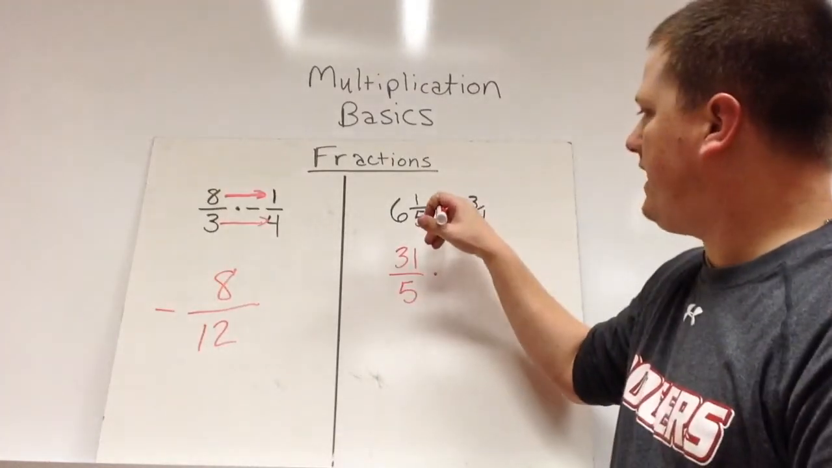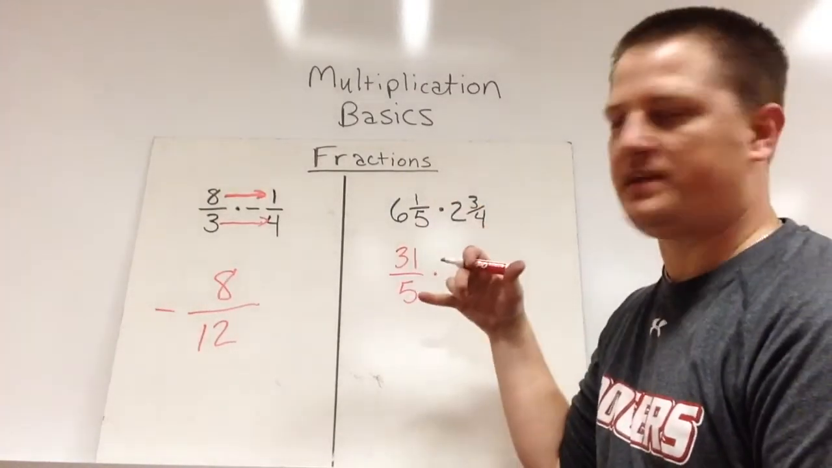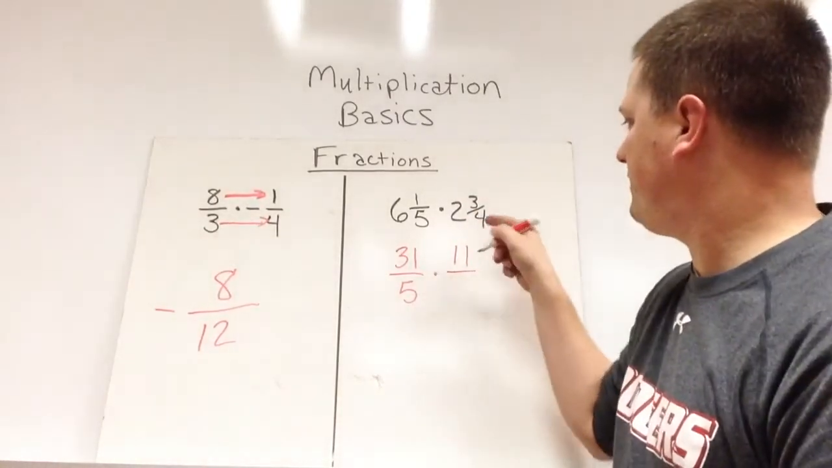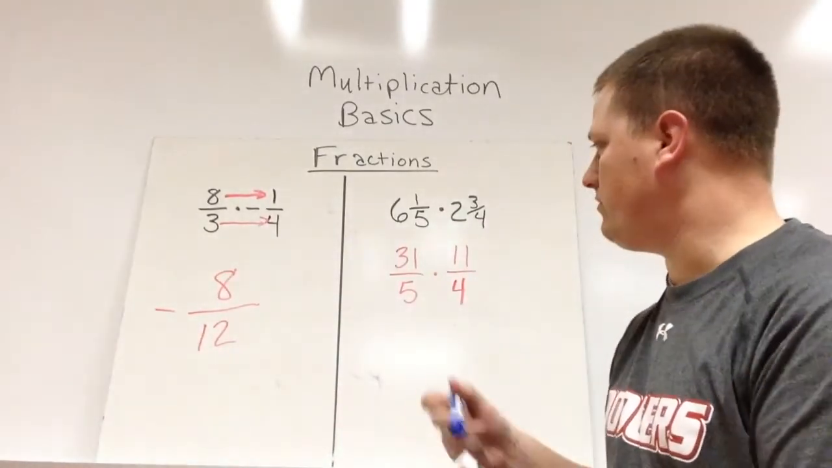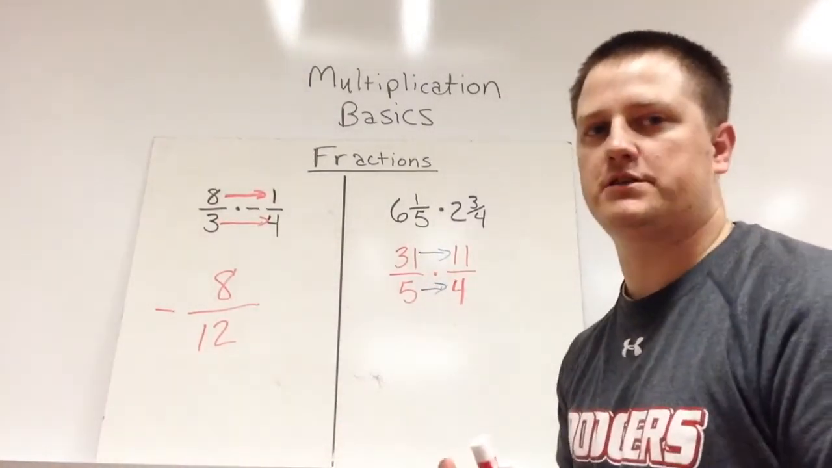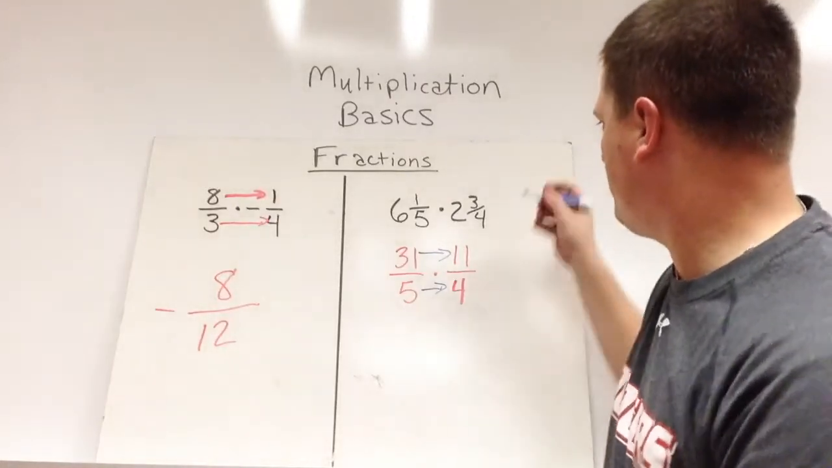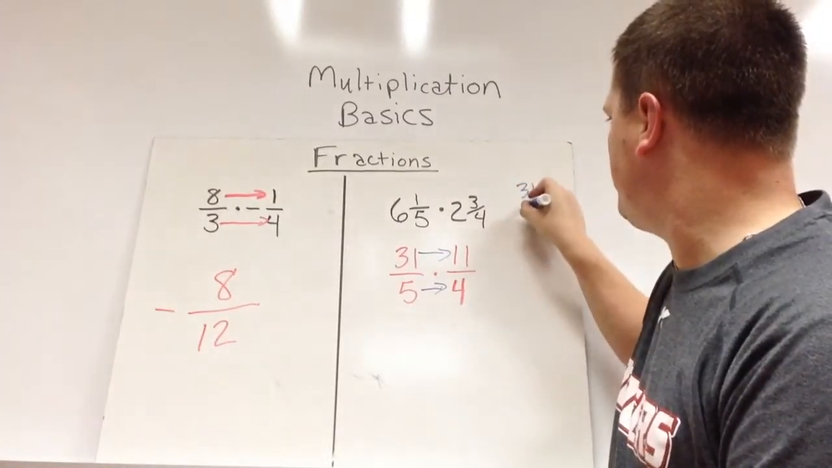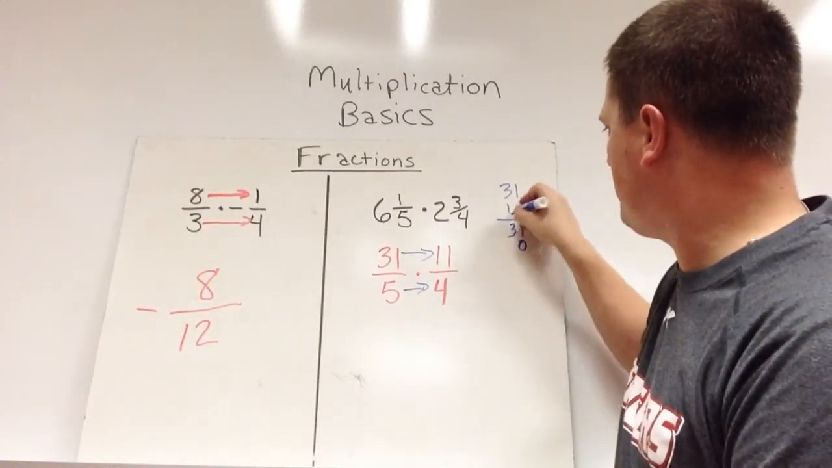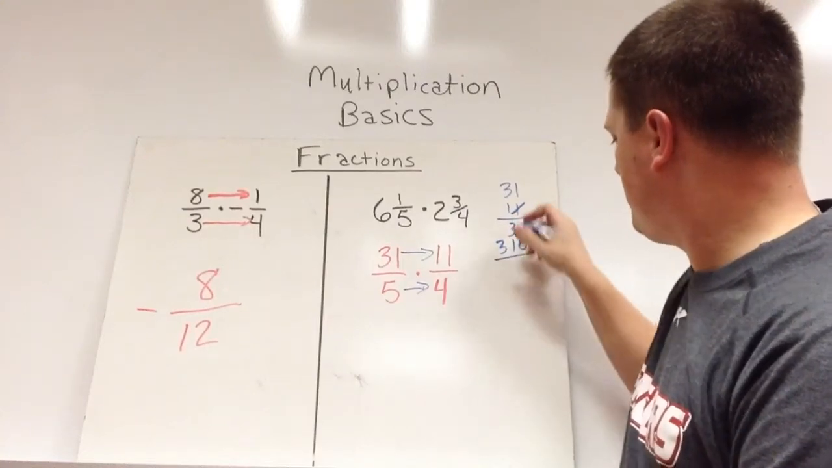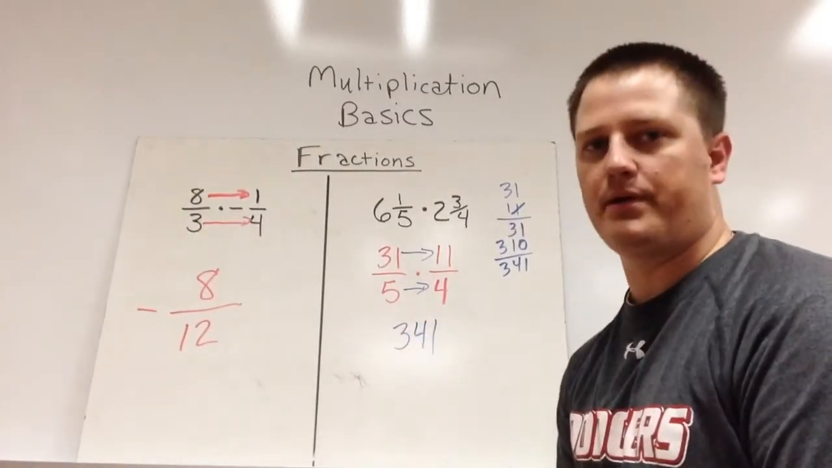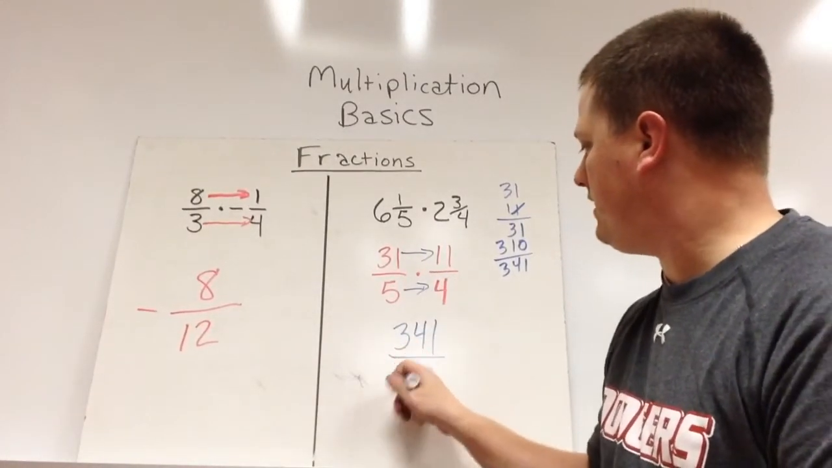Okay? Then we're going to take 2 times 4, which is 8, plus 3, which is 11. Then we're going to take the 4 and put it on the bottom. Now all we have to do is go top times top, bottom times bottom, straight across. Don't make it any more complicated than that. So, just for the sake of time, 31 times 11 is 341, so I have 341 on the top. On the bottom, 5 times 4 is 20.